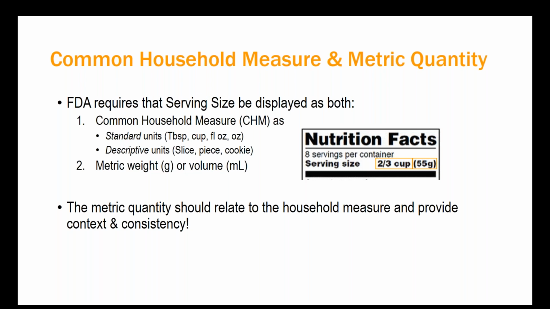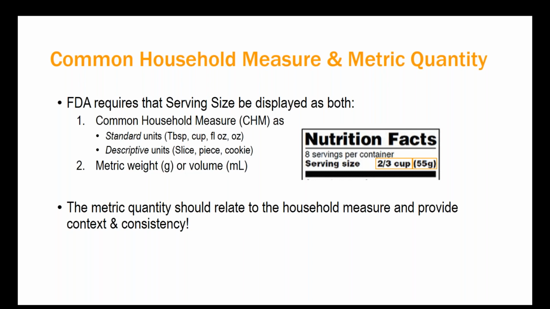Okay, so I mentioned that there are the common household measure and metric quantity that's required to be displayed on the nutrition facts. And so what this shows, you have your common household measure, which is basically supposed to be what consumers can easily understand. You should really be using familiar terms. It's something that, again, is supposed to be very easy for the consumer to determine what the serving size is. And so these can be reflected as standard or descriptive units. Standard is typically more quantifiable in nature, so you have like tablespoons, cup, fluid ounce, ounce. But when those are not applicable, you can also use descriptive units, which is basically just that. It's descriptive and not necessarily quantifiable per se.